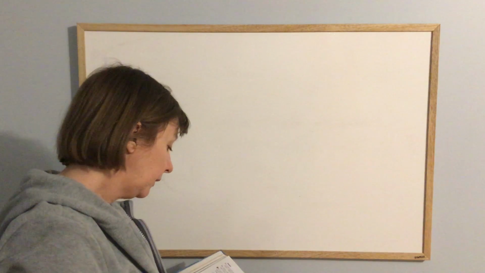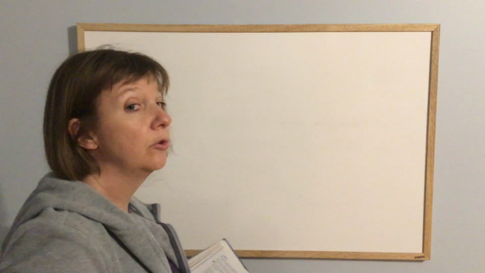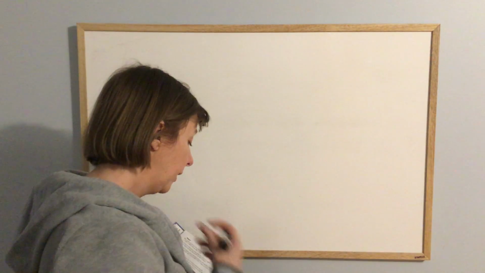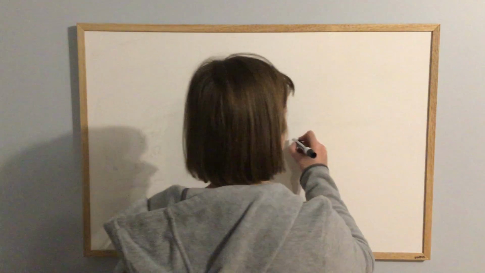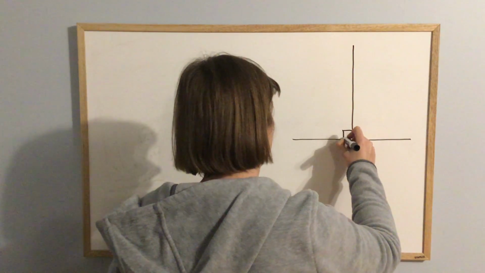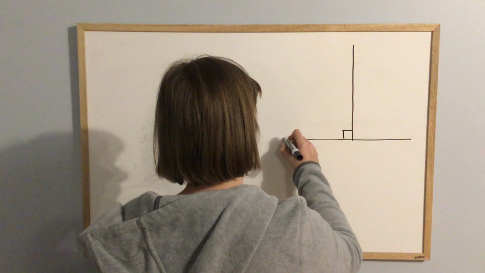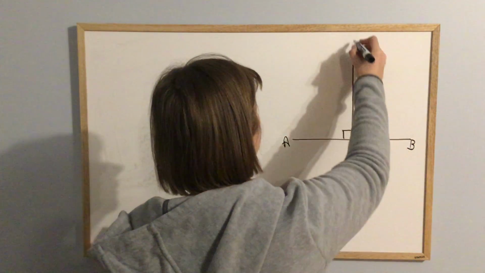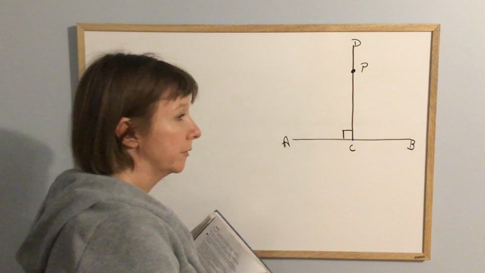Okay, example number 2 is going to introduce to us some new theorems. So it's really important that we do this one. And they give us a line here and a line here, and they give us a little right angle triangle. They give us A, B, C, and D, and they put a point P here.